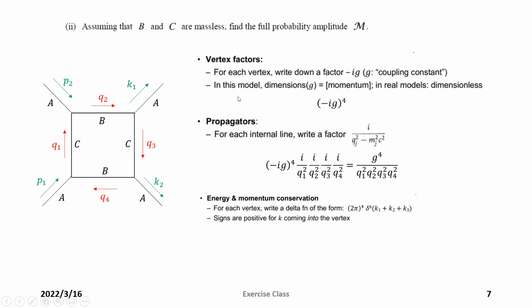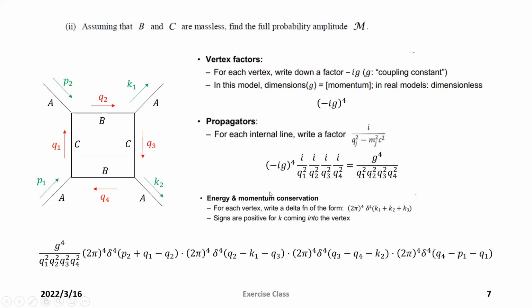And the next step is to consider the energy momentum conservation at each vertex. So the final expression is like this. So we can first consider this vertex. So we have Q1 in, P2 in, and Q2 out. So it's P2 plus Q1 minus Q2.